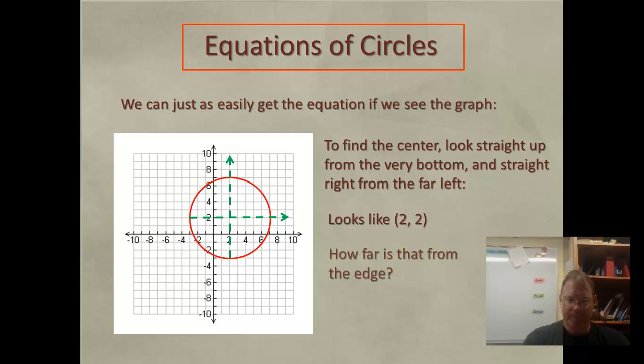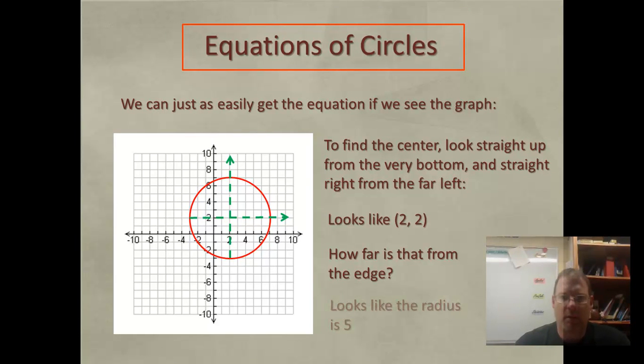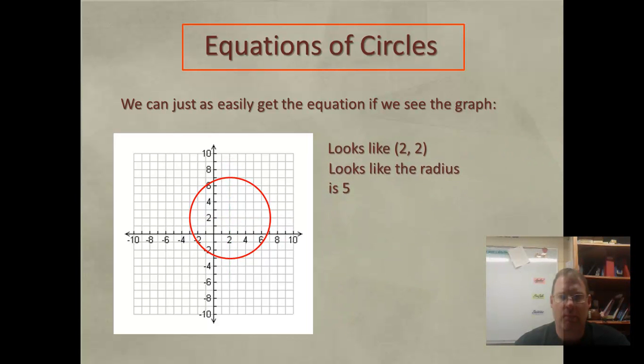To find the radius, how far is that from the edge? Well, if I look at it, I have 1, 2, 3, 4, 5. It's 5 units from the center. So the radius is 5. So what does the equation look like? (x minus 2) squared plus (y minus 2) squared equals 25. Don't forget, it's equal to the radius squared. And that's all there is for equations of circles.